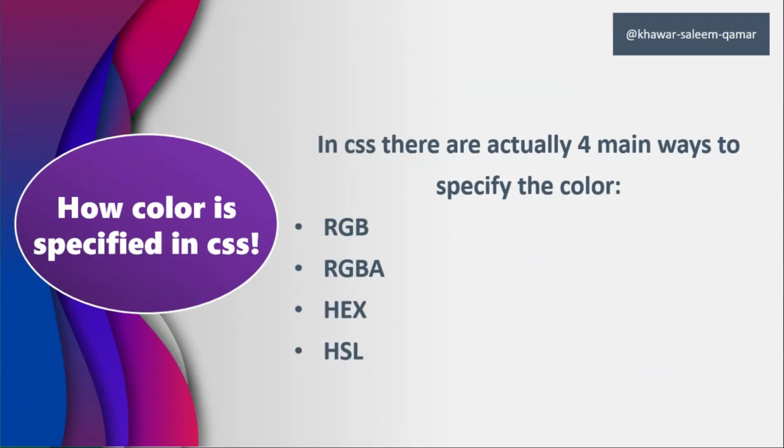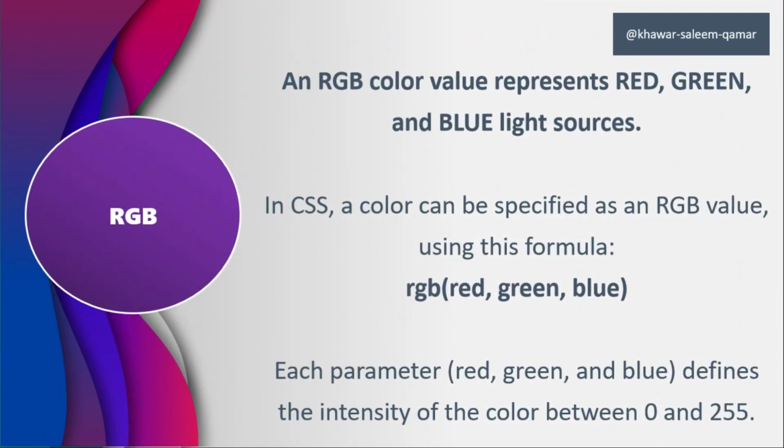Let us talk about the main ways CSS specifies colors. As I told you earlier, there are these four types which are most of the time used: RGB, RGBA, hex color code, and HSL. Let us talk about each of them individually. First of all, RGB, which stands for red, green, and blue. It is a color combination made by combining these three colors. We mix different ratios of these three colors and make a new composite color.